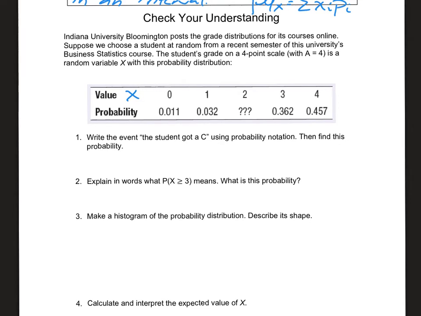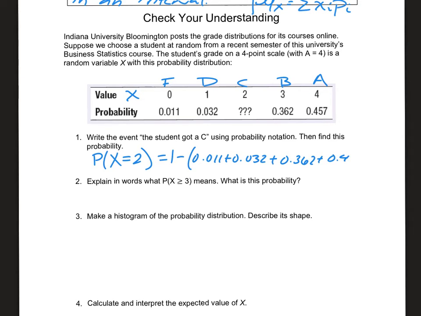So a C, if this is A, we're going down, and you have your C there in the middle. So this would be the probability that x is equal to 2. Now, of course, because this is a probability distribution, all of these probabilities should add up to 1. So this should be 1 minus the sum of those probabilities. When I add all of that and subtract, I should get the probability, and this gives me 0.138 if I'm not mistaken.